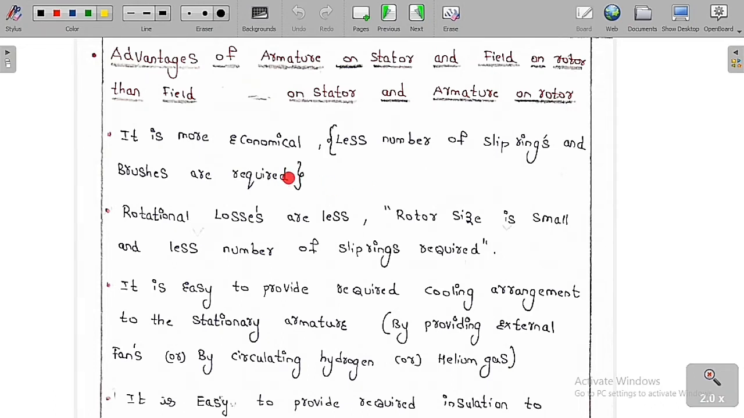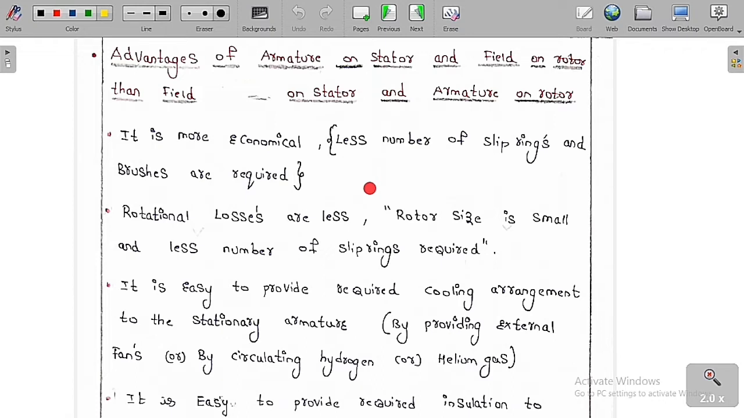We can say it's a somewhat lesser cost when compared to the previous one. It is more economical, and a lesser number of slip rings and brushes are required, because I've already told you, if you keep the field winding on the rotor, the field winding has only 2 terminals. As there are 2 terminals, we need only 2 slip rings and 2 brushes.